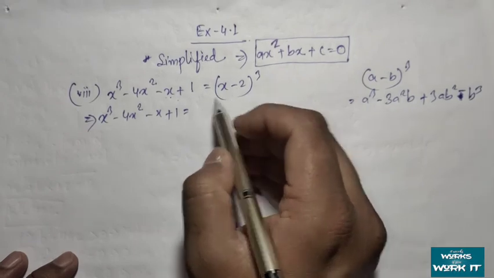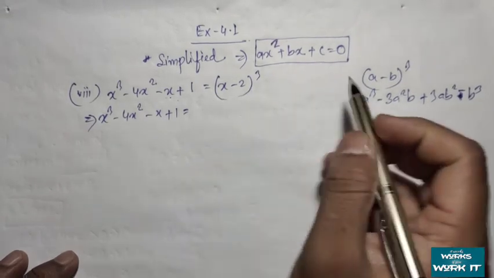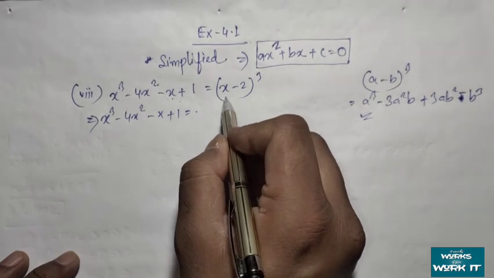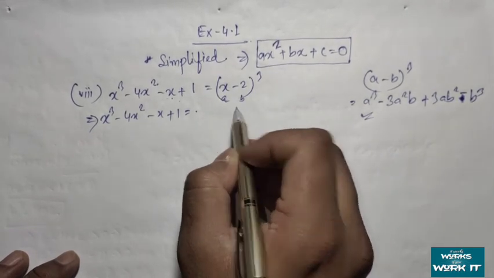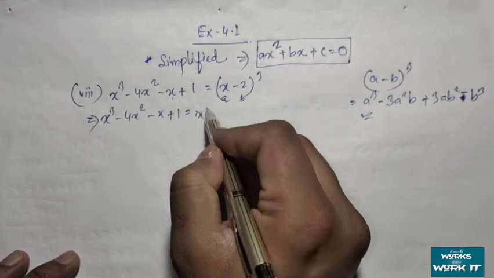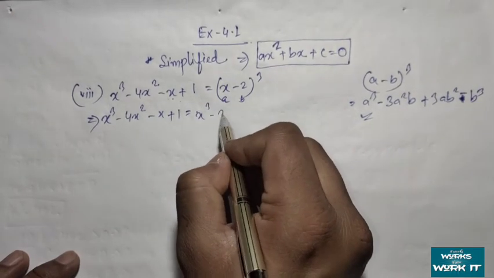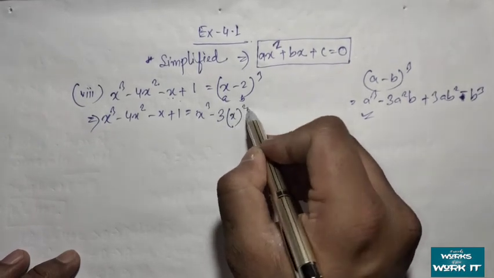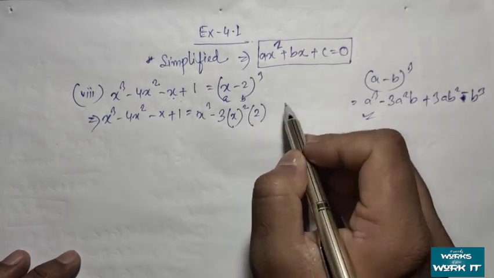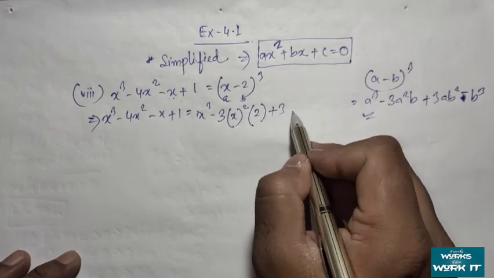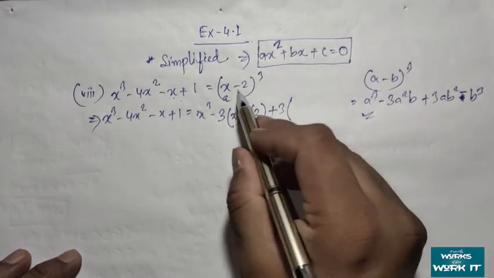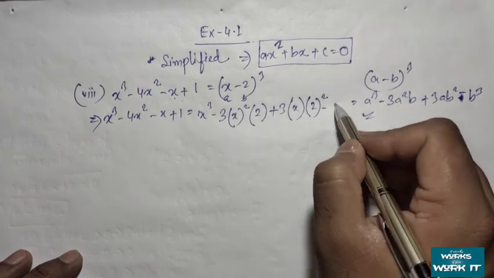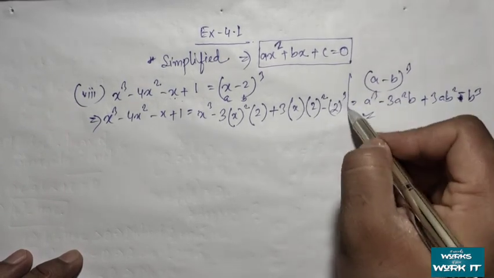If I expand x minus 2 whole cube using this formula, our x is a and 2 is b. So what is there? a cube, so it will be x cube minus 3 into a square, where a is x, so x square, then b is 2, plus 3ab square, so 3 into x, and b is 2, so 2 square, minus 2 whole cube.